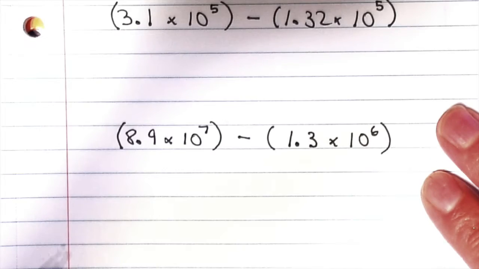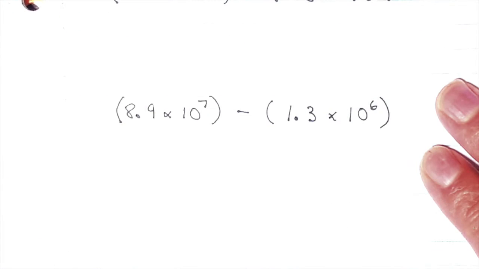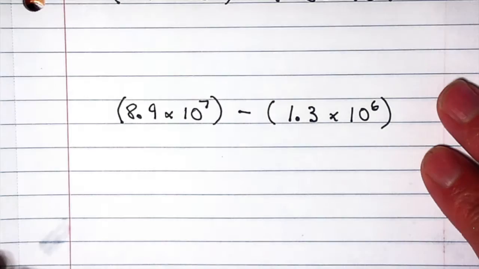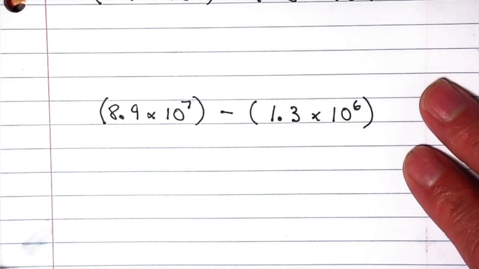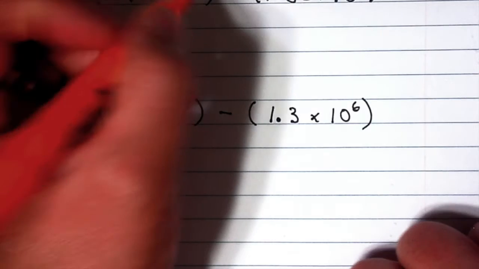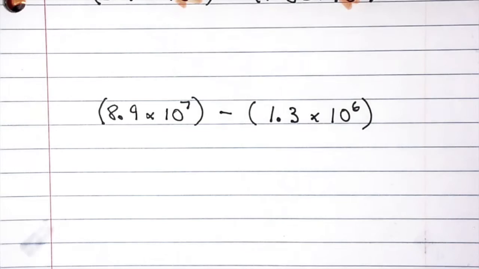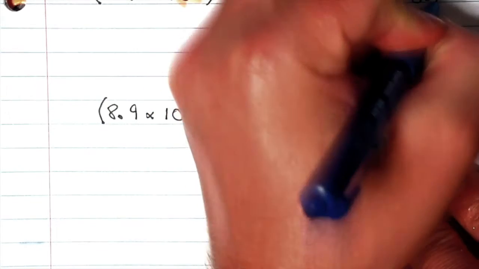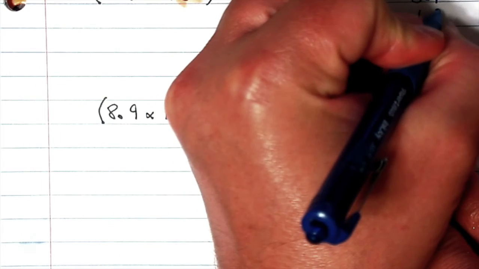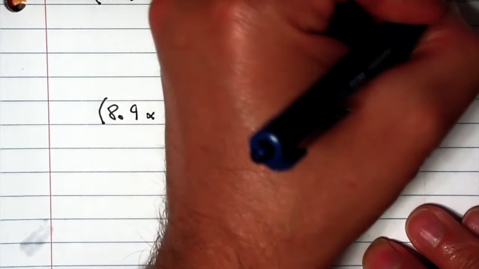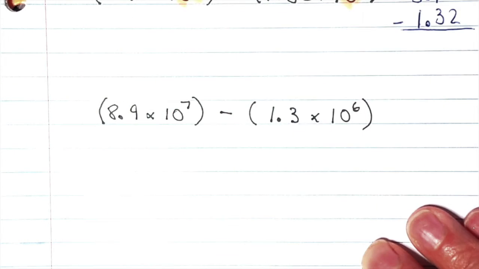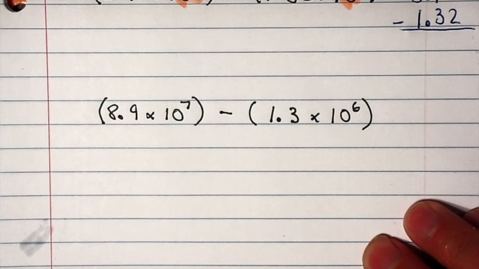Okay, now I have subtraction. I'm really just going to do the same thing. Again, the first thing I notice is that my powers of 10 match. Those two exponents match. So all I have to do is subtract the two numbers. So I go 3.1, 1.32. Now I'm going to subtract. But I have to remember here, I need to add that 0 because it is a place value.